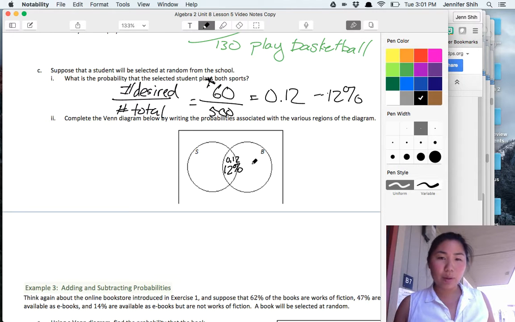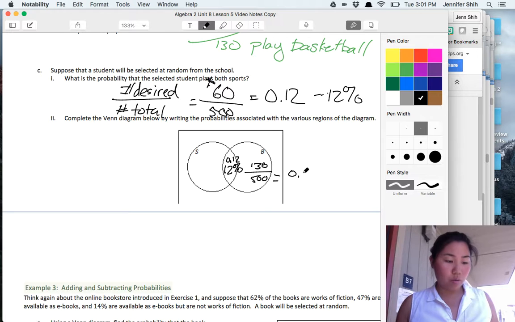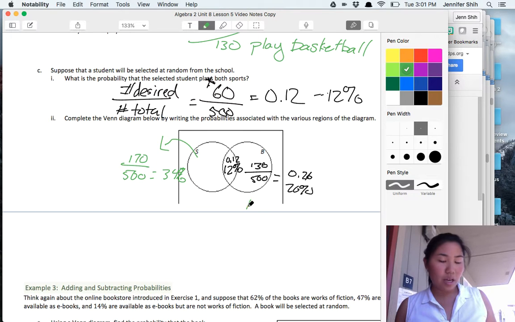Now for B, let's put in the value. It's going to be 130 divided by 500, which equals 0.26, or 26%. I'll do it in this color here. Playing soccer only is 170 students over 500, and that's equal to 34%. And then what we have left over is 140 divided by 500. That's the students that don't play basketball or soccer, and that's going to be 28%.